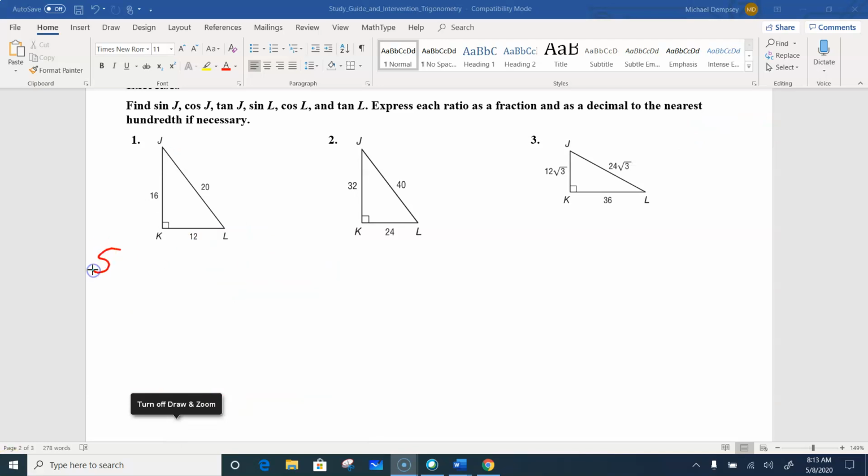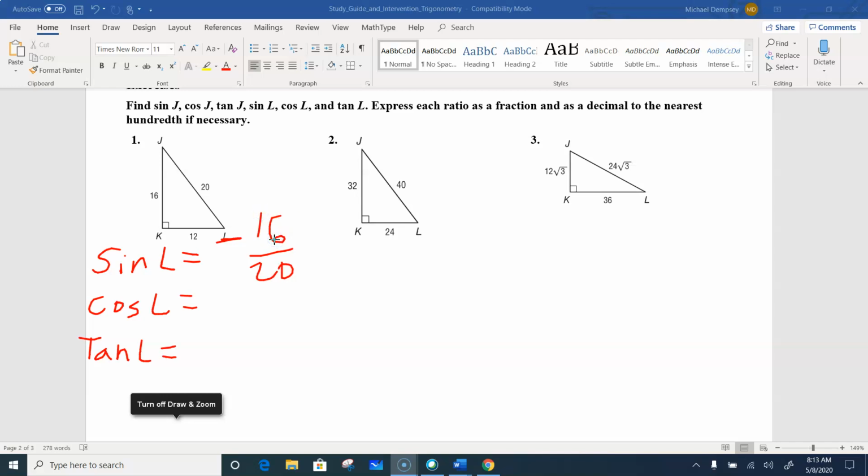I want to take the sine of angle L, cosine of L, and tangent of L. And I'm going to use that same SOHCAHTOA acronym. So the sine from L is going to be here. Remember, hypotenuse lives in the denominator again. So we have 20 for the sine of L in the bottom. So from L, where's the opposite? Now it's 16 over 20.